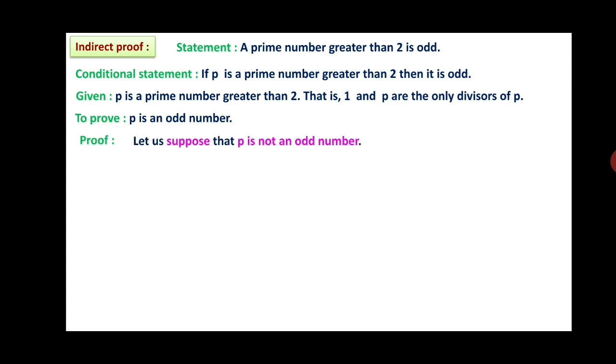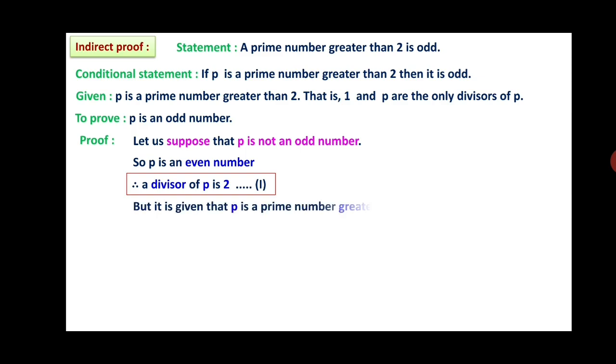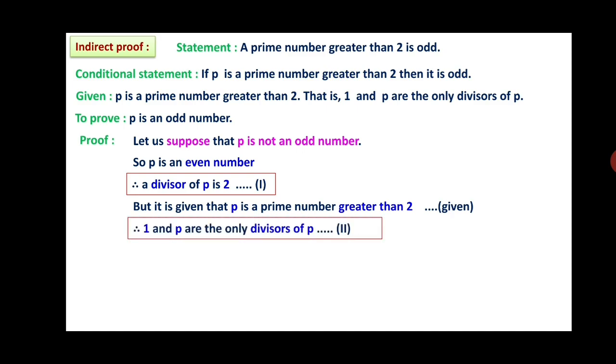Let us suppose that P is not an odd number. We have to prove it is odd, but we are considering here that P is not an odd number. So P is an even number. If it is not odd, it is an even number. Therefore, a divisor of P is 2 since it is even. Statement 1. But it is given that P is a prime number greater than 2. It is the given thing. Therefore, 1 and P are the only divisors of P.